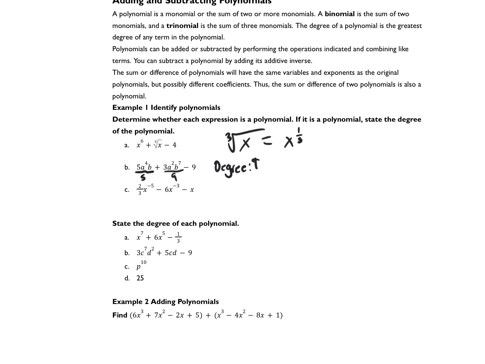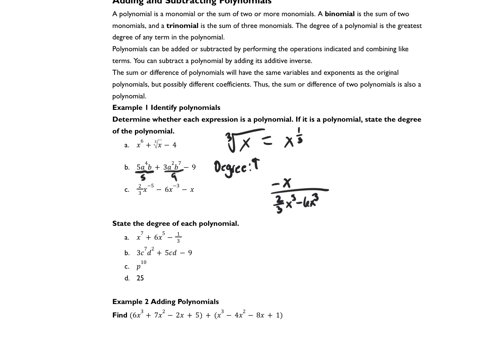All right, and then the C, we have 2/3 x to the negative 5th minus 6x to the negative 3 minus x. That is not a polynomial. If we were to write this without the negative exponents, it would look like this: negative x over 2/3 x to the 5th minus 6x to the 3rd. And that is not a polynomial. That is a rational expression.